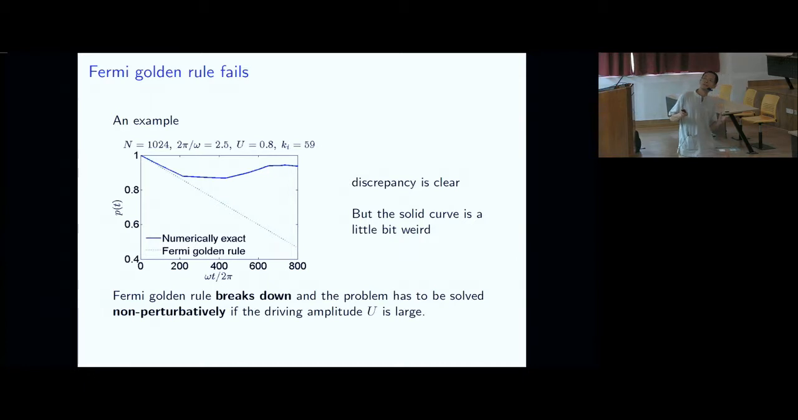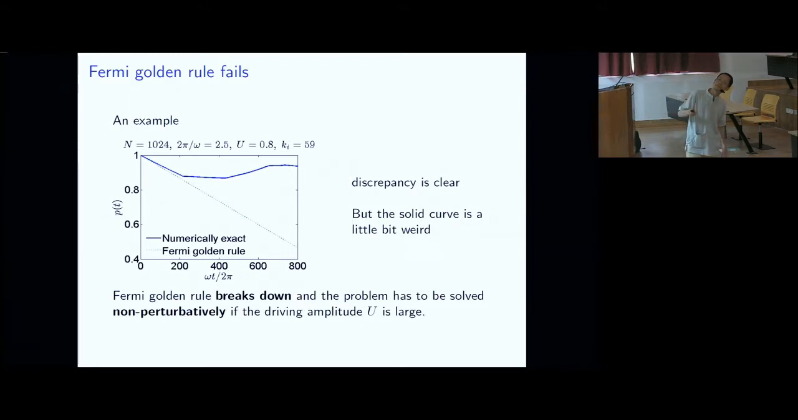For the initial wave vector, it's the 59th Bloch state. The solid line is our numerical exact result. For this kind of problem, of course, you can do some analytics using the Fermi golden rule. The dotted straight line is the Fermi golden rule prediction. Fermi's golden rule is a perturbative result, so generally quantitatively it's not good. As you can see, the dotted line doesn't agree well with the solid line.